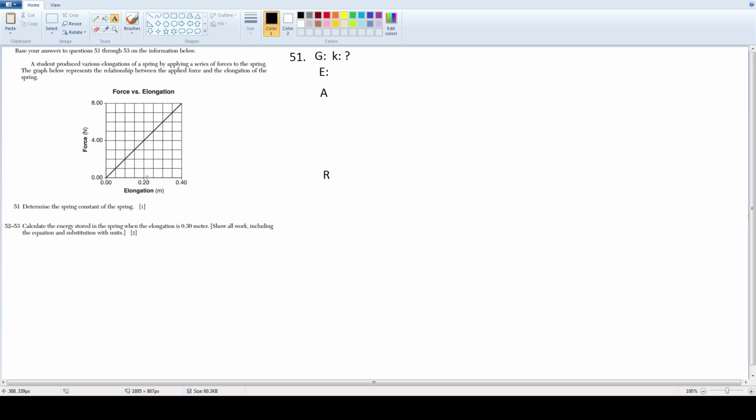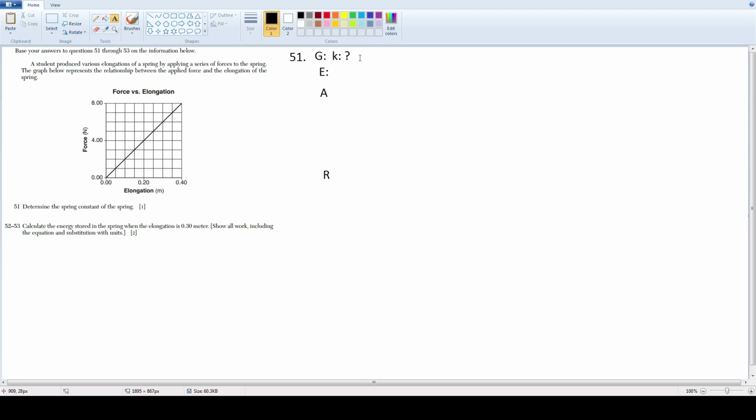graph. Well, for both methods you still have to use the graph, but to get the information, we know that the graph gives you information on force and elongation, which is equal to x. So just from that, you know that the only formula that uses force, elongation, or x, and the spring constant is the formula for force, which is equal to kx.